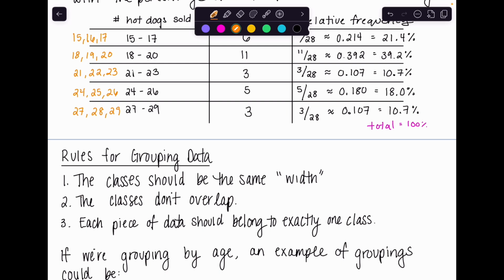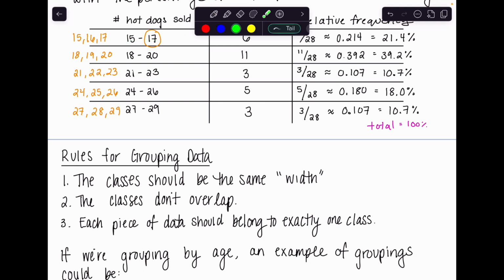The other thing I want to make sure doesn't happen is that there's no overlap. So I don't want to end this bucket at 17 and then start my next group at 17. Because then when I go to count how many 17s there are, you're going to put them in both of these, and that's a bit of a problem. And then the last thing is that every single data value should belong to exactly one class. Classes meaning these different values.